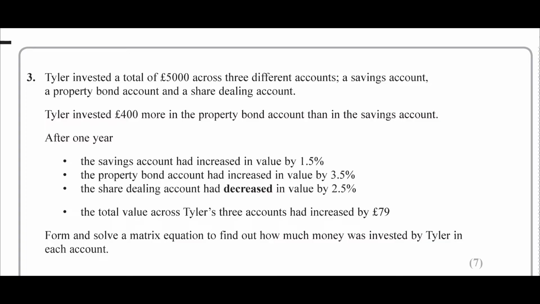After 1 year, the savings account had increased in value by 1.5%. The property bond account had increased in value by 3.5%. The share dealing account had decreased in value by 2.5%. The total value across Tyler's 3 accounts had increased by £79. We have to form and solve a matrix equation to find out how much money was invested by Tyler in each account.